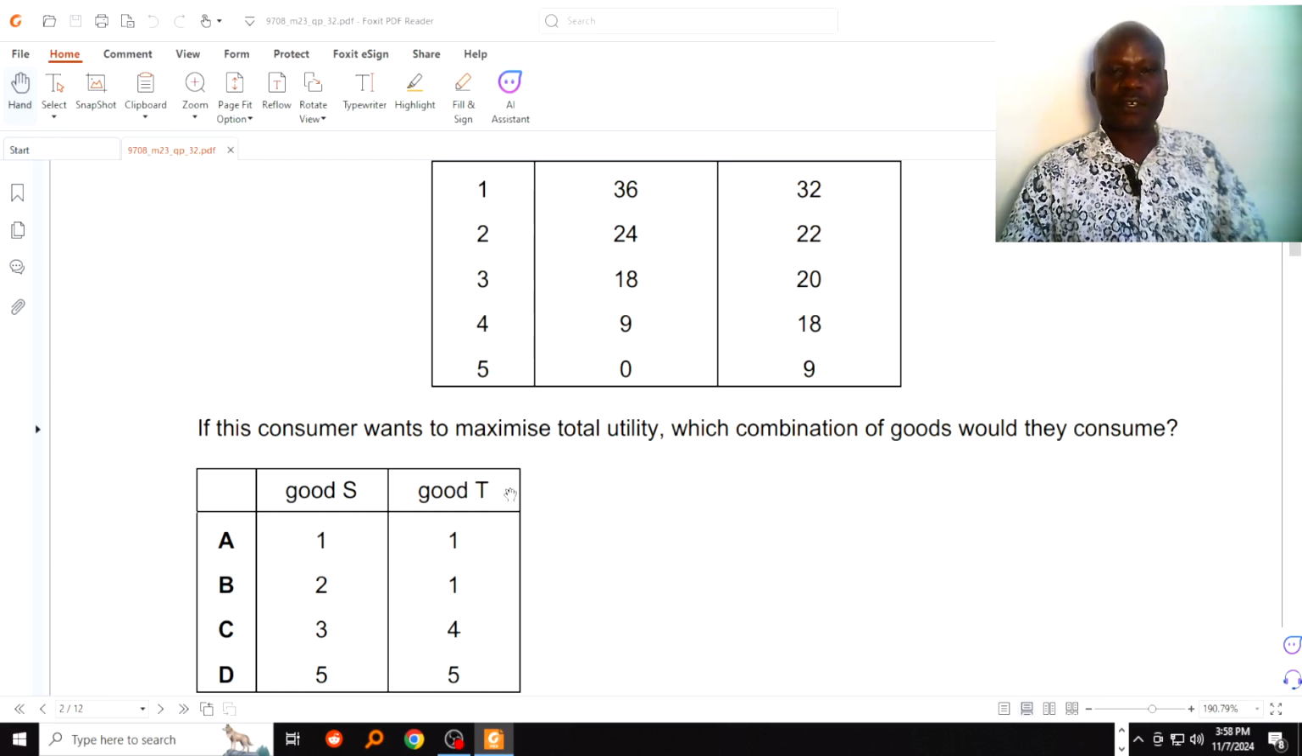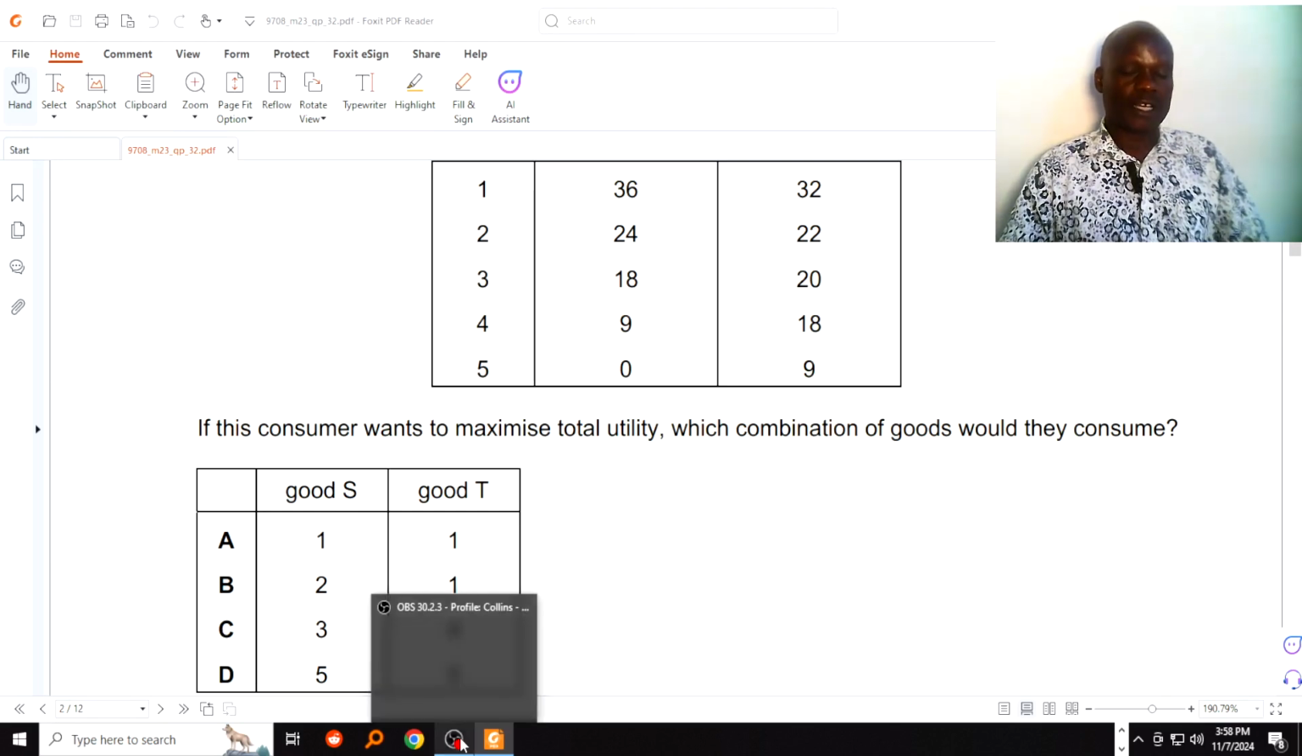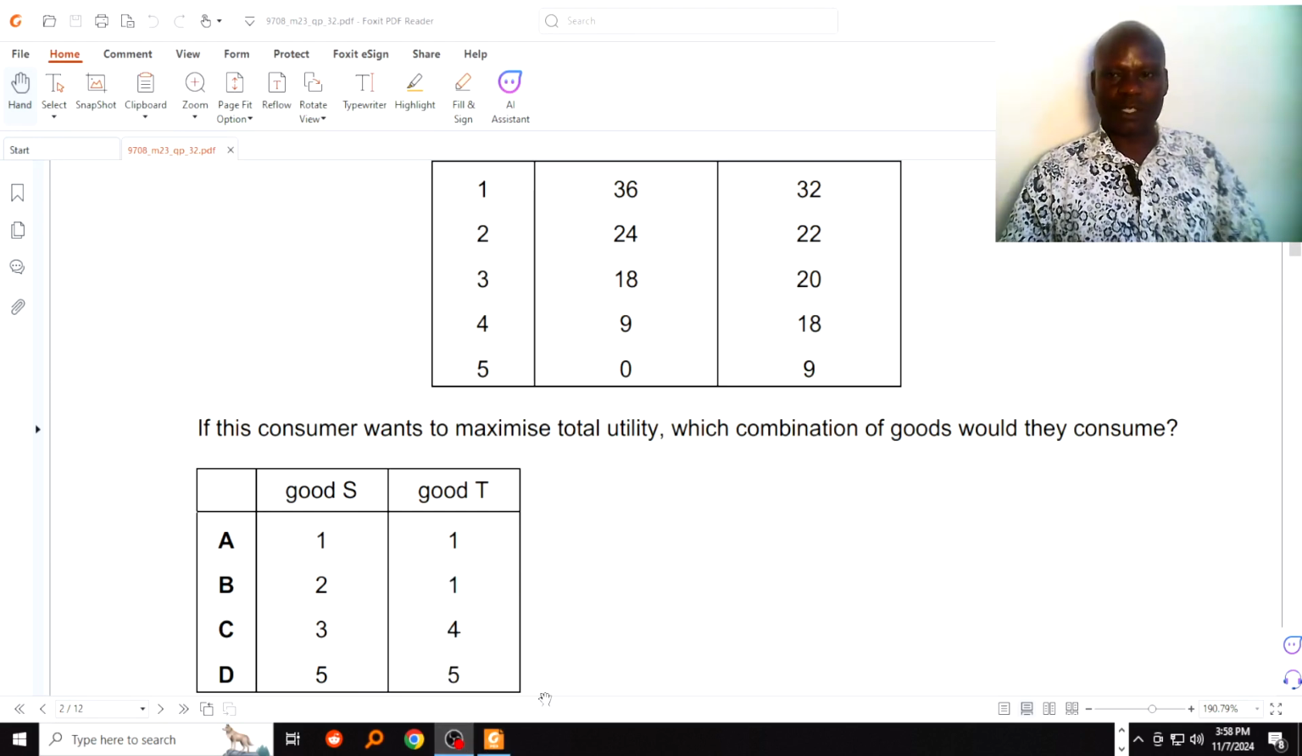Good S, so the options we have are A, B, C, D. So you would have to decide whether, to maximize total utility, this consumer will go for combination A, which gives 1 of good S and 1 of good T, B, which gives 2 of good S and 1 of good T, C, which gives 3 of good S and 4 of good T, and then D, which gives 5 of good S and 5 of good T. So by calculation, we should be able to find out which combination maximizes utility for this particular consumer. Now let's see.